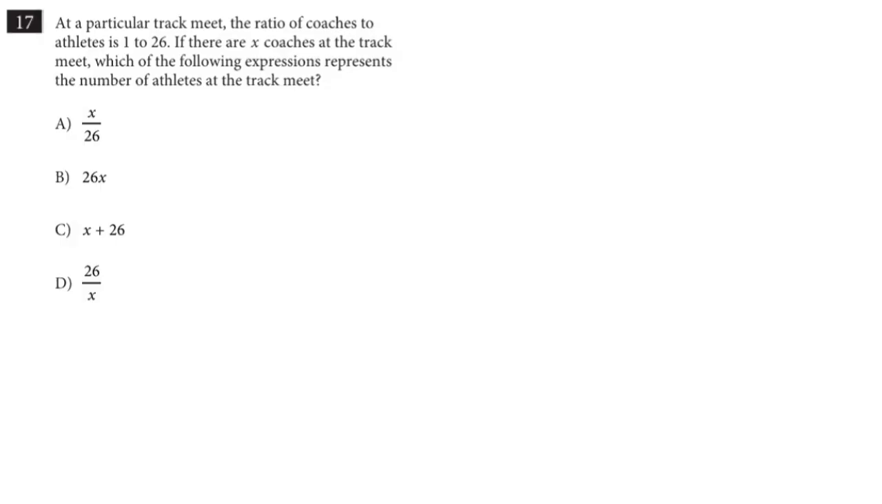Question 17. At a particular track meet, the ratio of coaches to athletes is 1 to 26. So coaches to athletes is 1 over 26. Remember, ratios are just fractions. If there are x coaches at the track meet, which of the following expressions represents the number of athletes at the track?